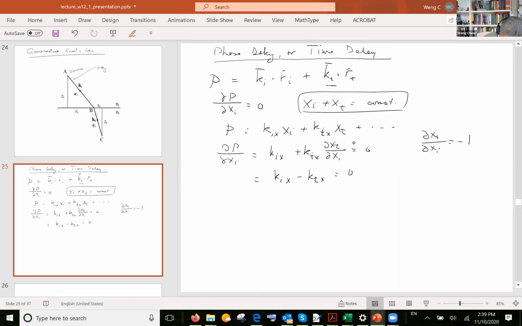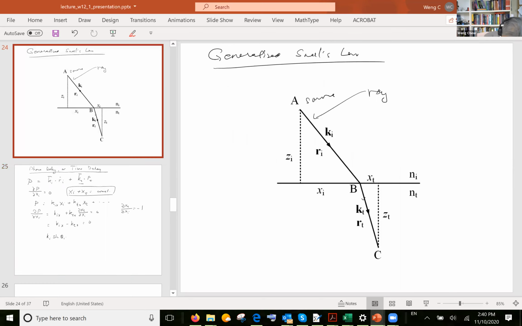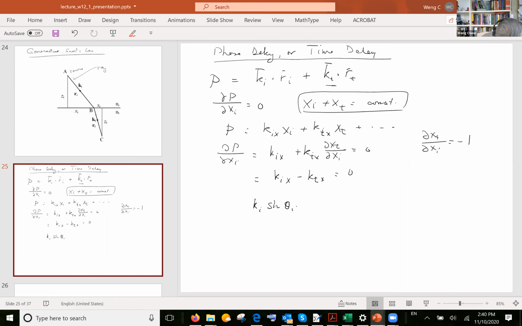So this is the same as Snell's law. kix is Ki sine theta i. The x component of this is just Ki sine theta i, and then ktx is Kt sine theta t. So Ki sine theta i minus Kt sine theta t is equal to 0, or Ki sine theta i is equal to Kt sine theta t, Snell's law.